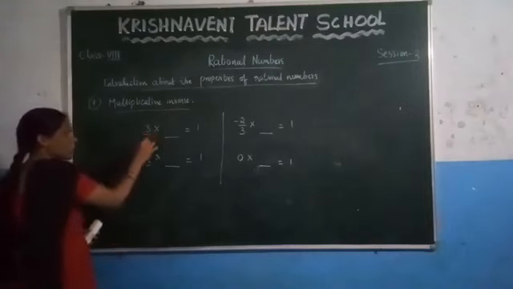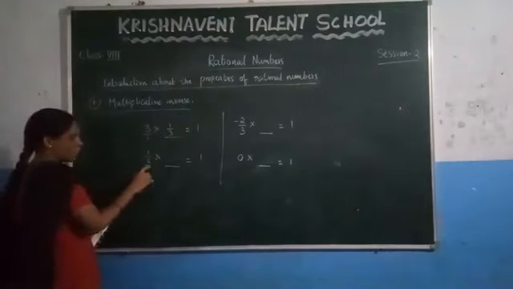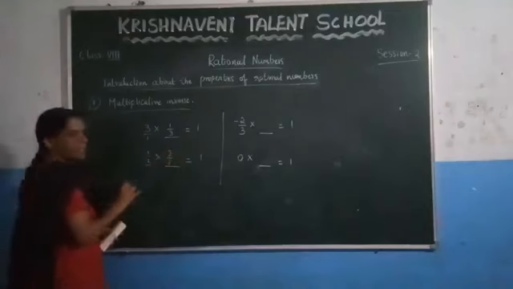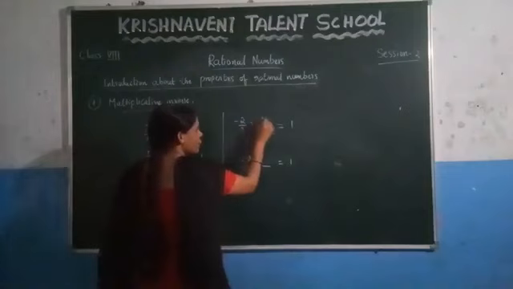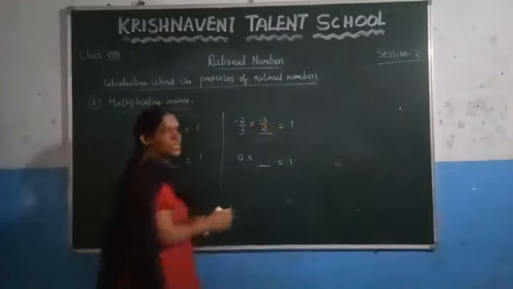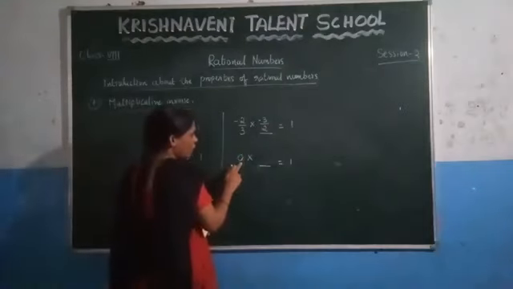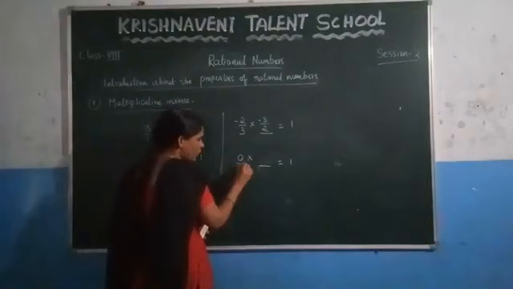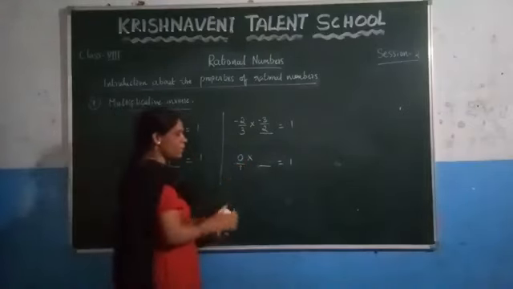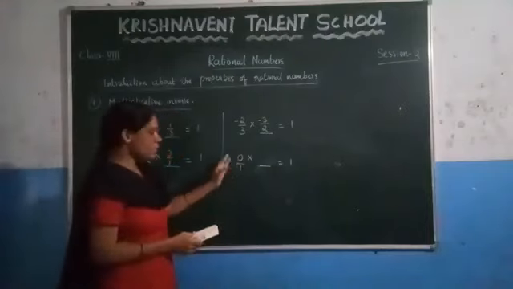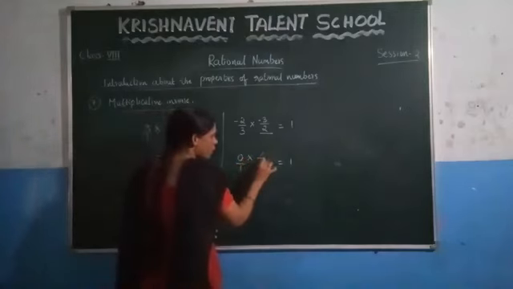What is the reciprocal of 3 by 1? Which is nothing but 1 by 3. What is the reciprocal of 1 by 3? Which is nothing but 3 by 1. Right? And what is the reciprocal of minus 2 by 3? Which is nothing but minus 3 by 2. Just you have to interchange the numerator and the denominator. What is the inverse of 0? You can write 0 as 0 by 1, 0 by 2, 0 by 3. You can write the denominator any number such that you are getting the result as 0. So what is the inverse of 0 by 1, which is nothing but 1 by 0.